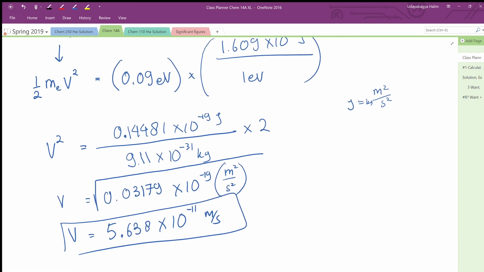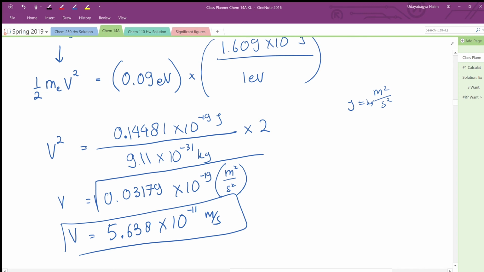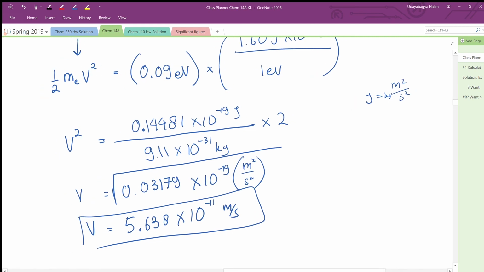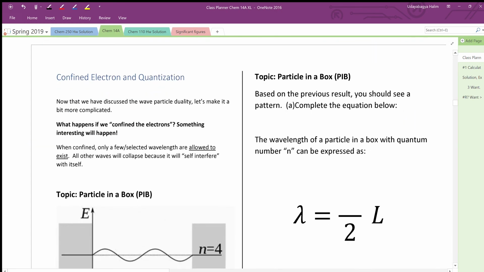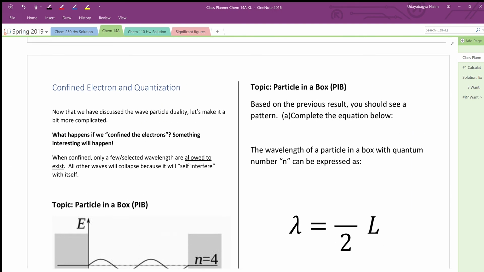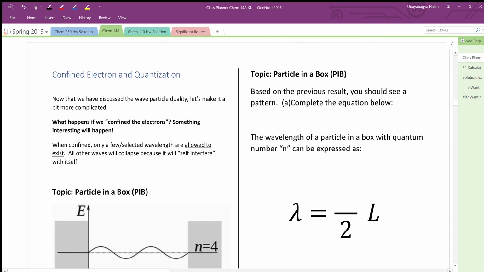Actually, 10 to the negative 11 meters per second is an incredibly small speed, so the alarm would still ring. But, oh well. This one is literally copy pasted from the thing. All right.